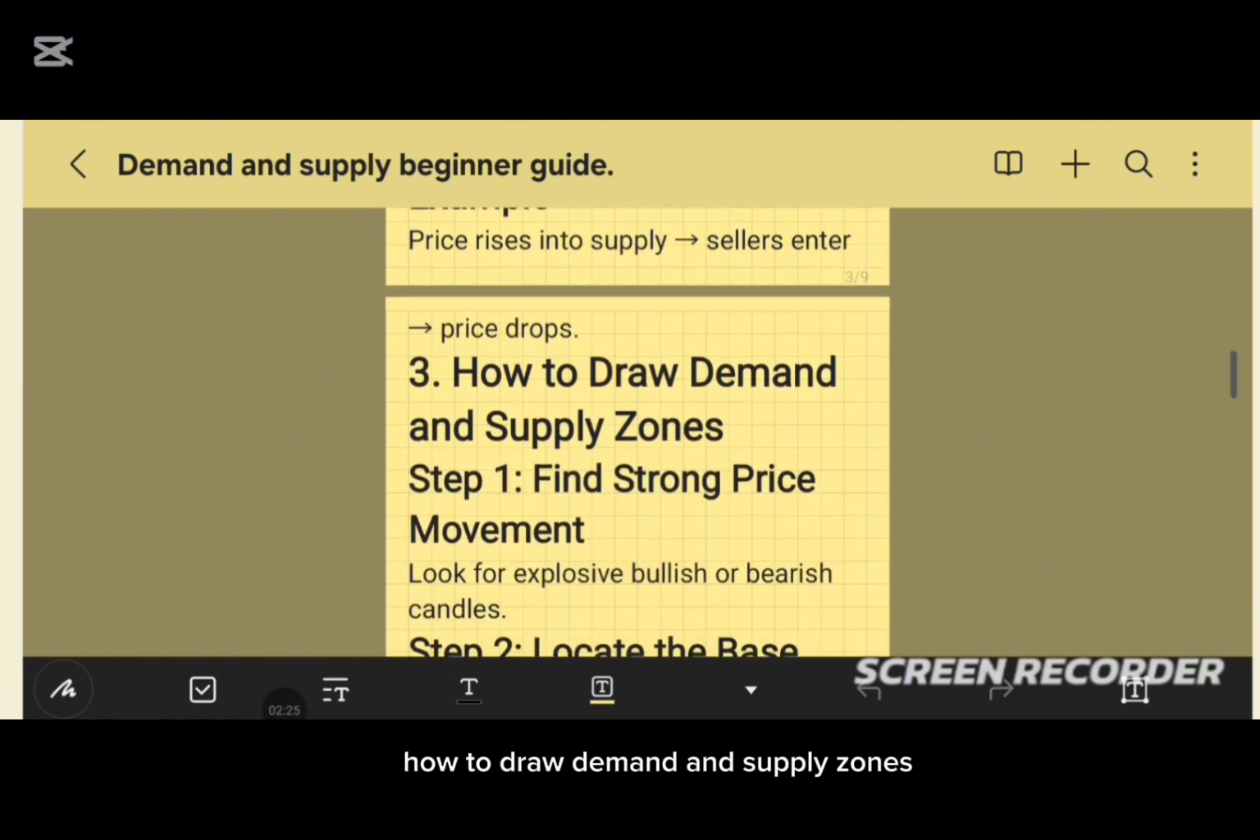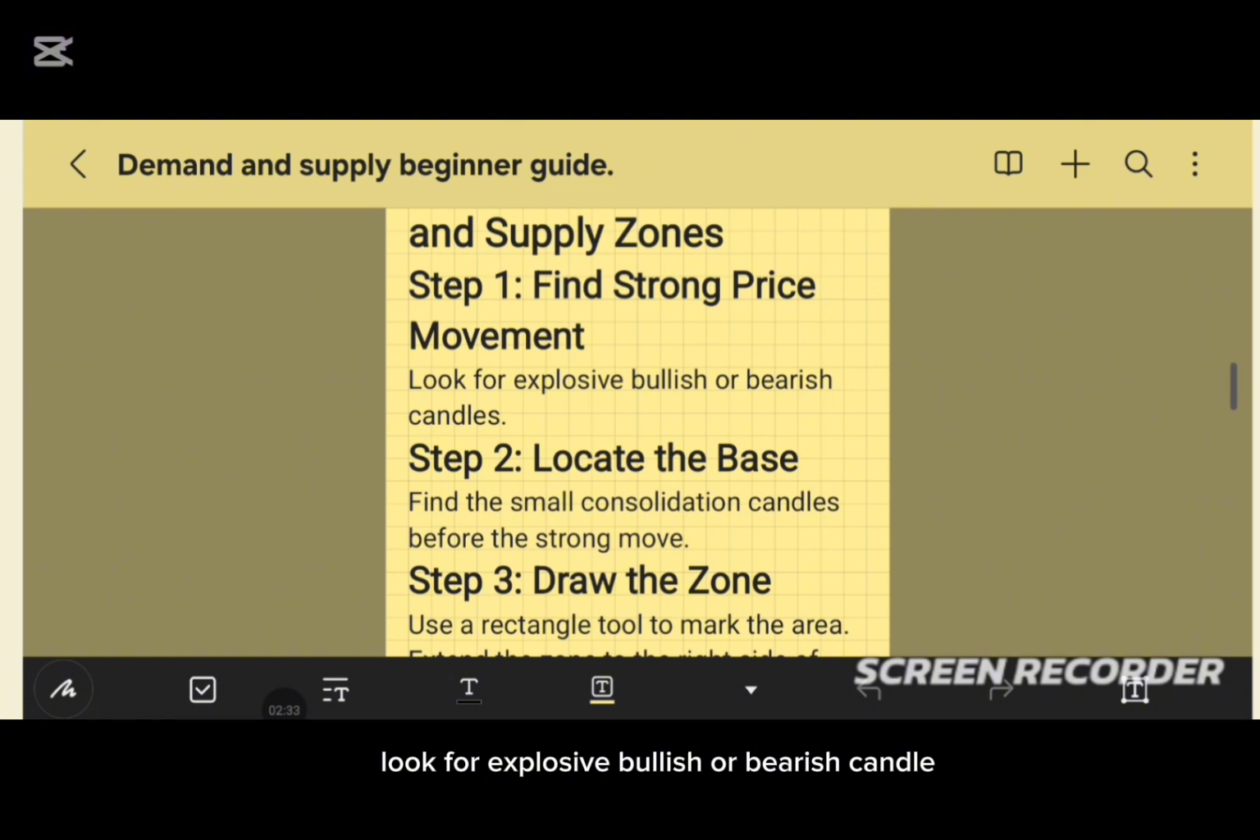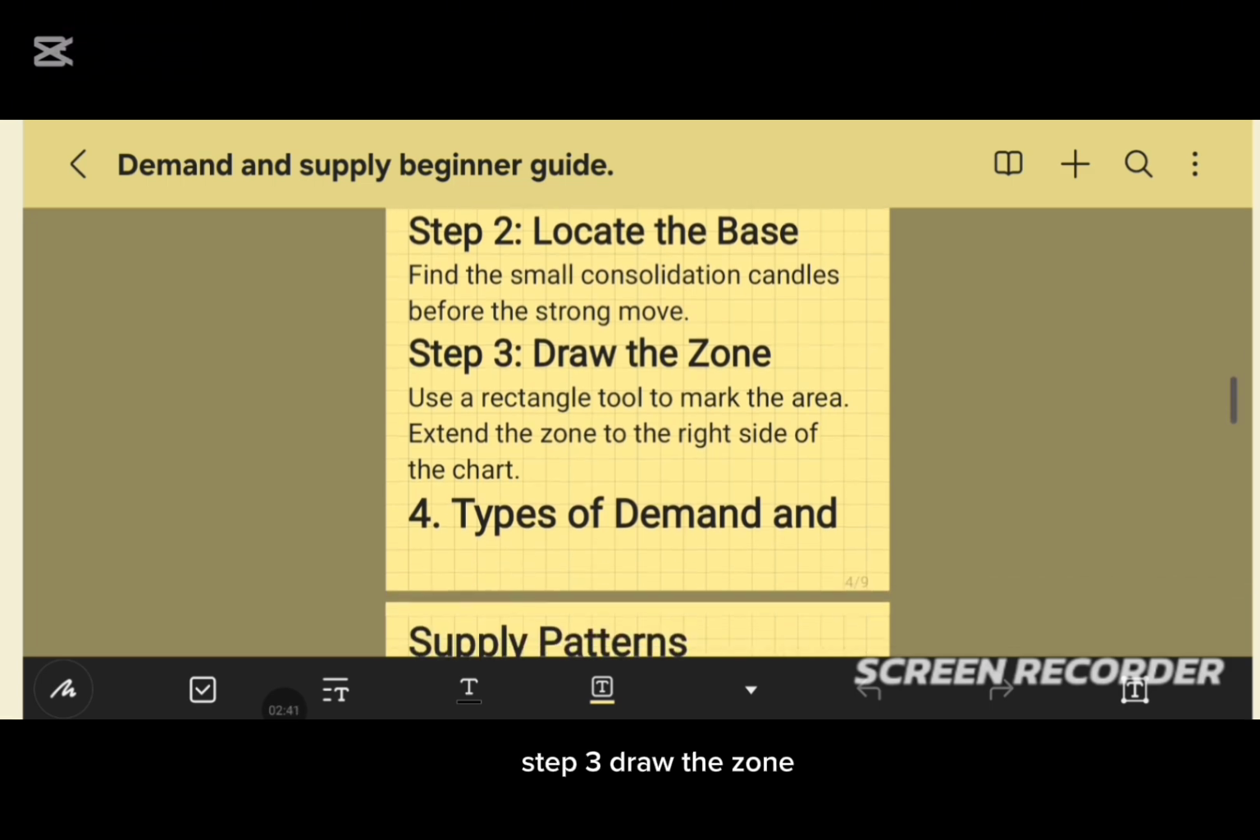How to draw demand and supply zones. Step 1: find strong price movement. Look for an explosive bullish or bearish candle. Step 2: locate the base. Find the small consolidation candle before the strong move. Step 3: draw the zone. Use a rectangle tool to mark the area, and extend the zone to the right side of the chart.